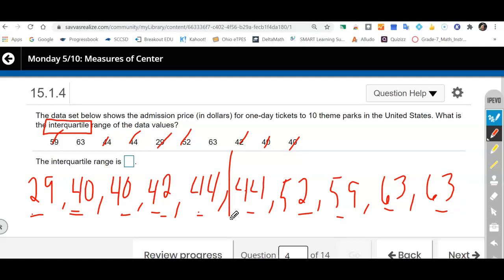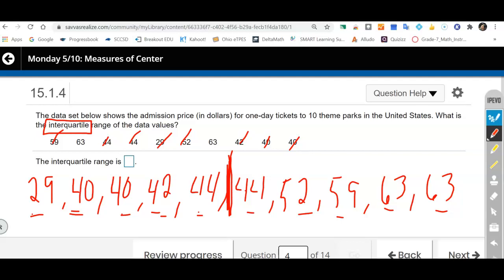Anybody? Lorelai, what do you think? The middle of what? Well, I found the middle of my whole set, right? That was my median. Now, how do I break it up into 4 equal parts? Divided by what?